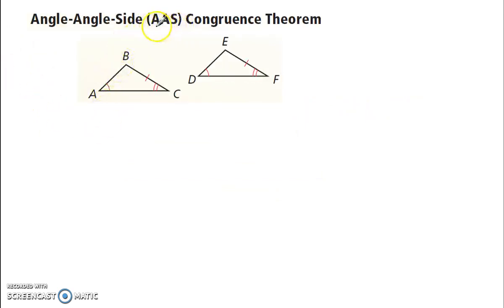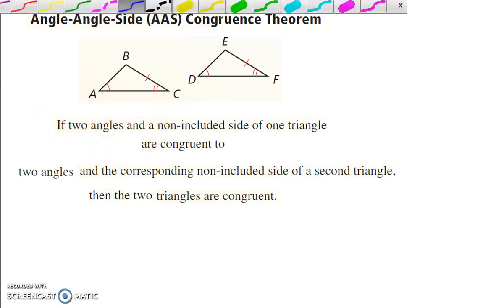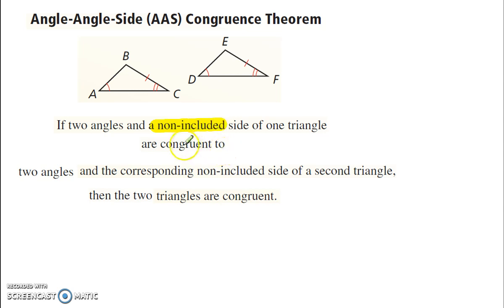Alright, angle, angle, side, and you could guess this, that side is non-included. Angle, angle, side. So the non-included side, again, also with this situation, there's only one way to assemble that triangle, if you know this angle, and you know how long this side is. So if two angles and a non-included side of one triangle are congruent to two angles and the corresponding non-included side of a second triangle, then those two triangles are congruent.